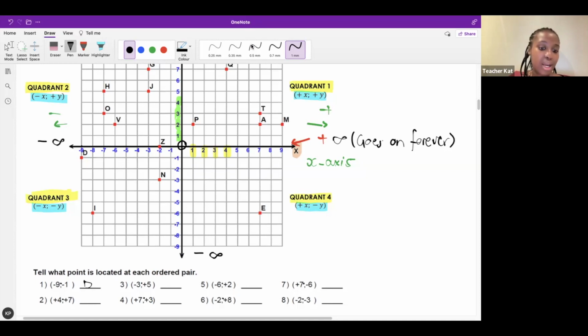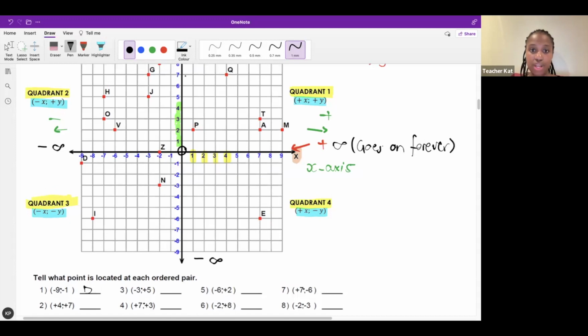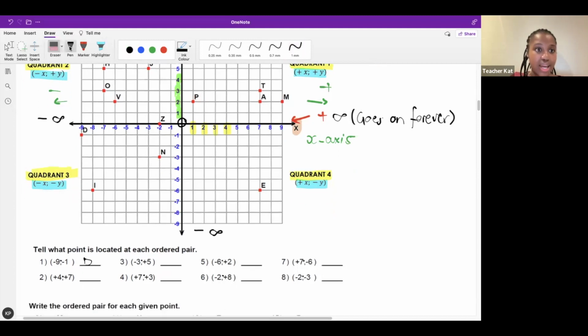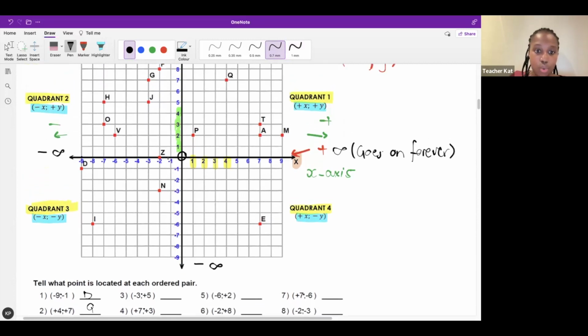Nice. Number 2, +4, +7. +4 and +7, and that is in fact point Q. Number 3 says -3 and +5. So 1, 2, 3, and then going up 1, 2, 3, 4, 5. That is point J.